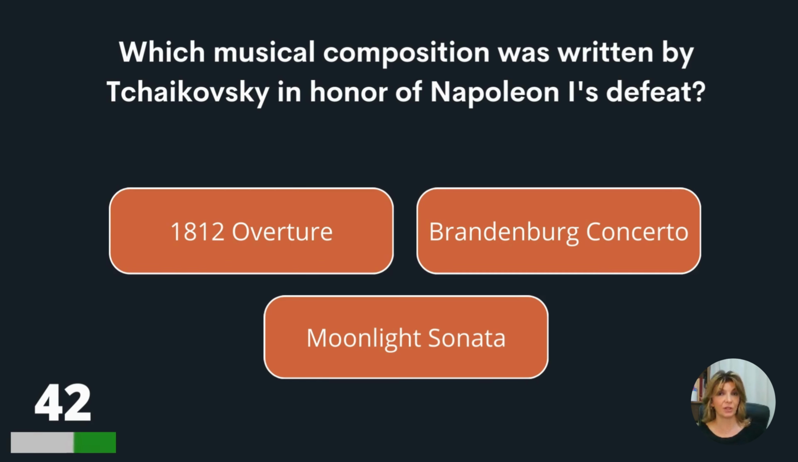Which literary work features Mrs. Malaprop's character? Romeo and Juliet, The Rivals, or To Kill a Mockingbird? The Rivals by Sheridan.